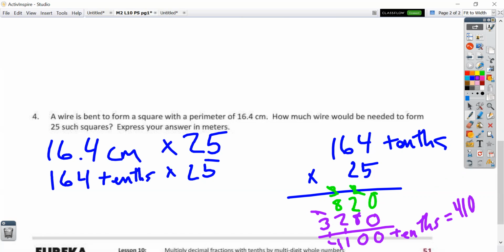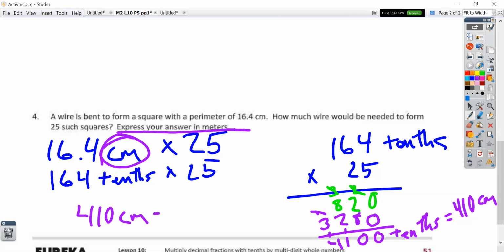Now it was 410. Remember, this is a pretty tough problem because it's asking us to go back and forth. Well, it was 410. What was our original unit? It was centimeters. So it's 410 centimeters. But now it wants us to convert it back to meters. Well, if you can get to the answer of 410 centimeters, I'm super, super happy. If you can get this, I'm ecstatic because this is a little bit hard.